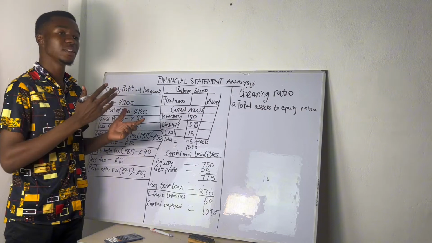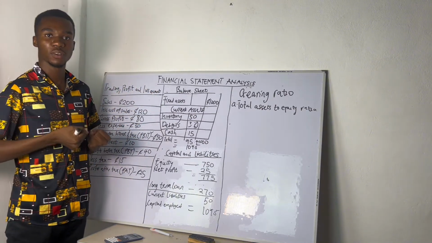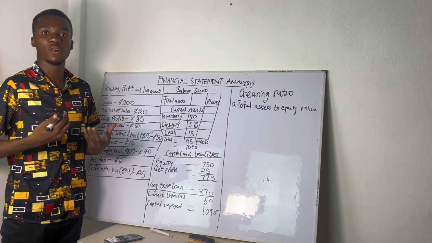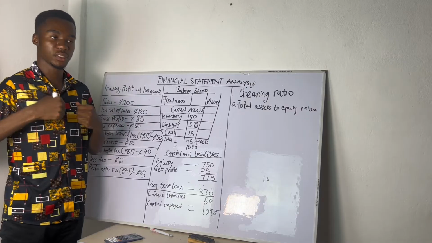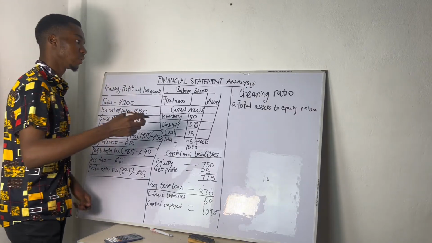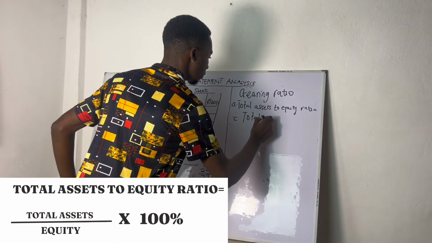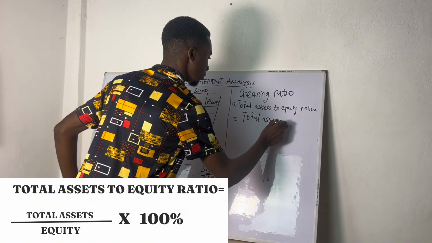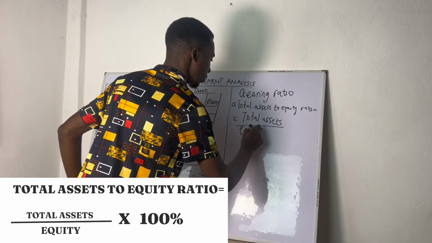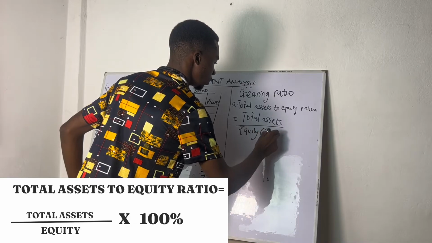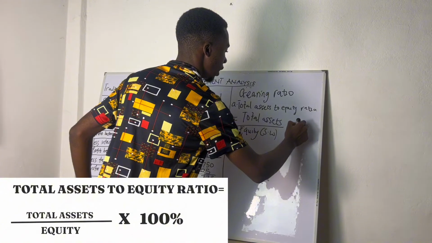So you want to see if it's financed by the shareholders or financed by maybe borrowing. You want to see the strength of the company. If they're surviving on loans, or they are surviving on the company's actual money, which is the shareholders' money. And the formula for this one is the total assets over equity, which is the shareholders' wealth. So I can say SW for shareholders' wealth, then times 100%.